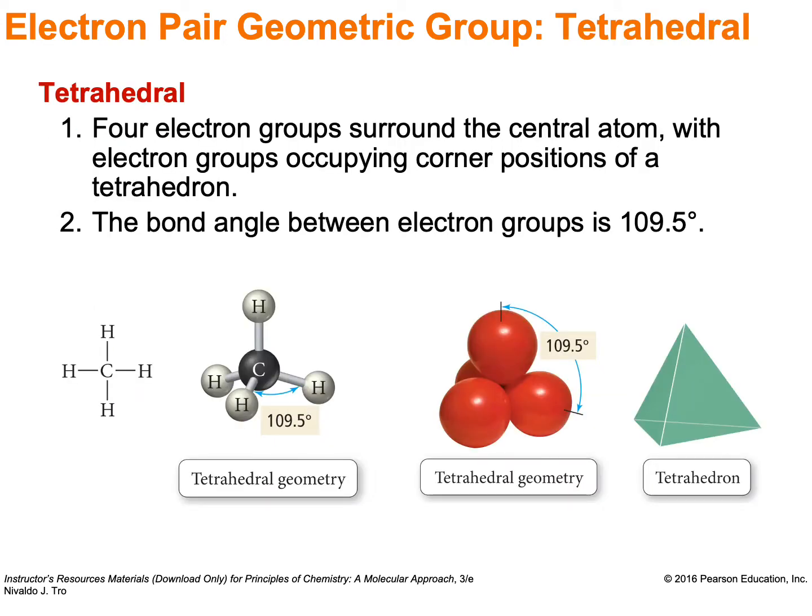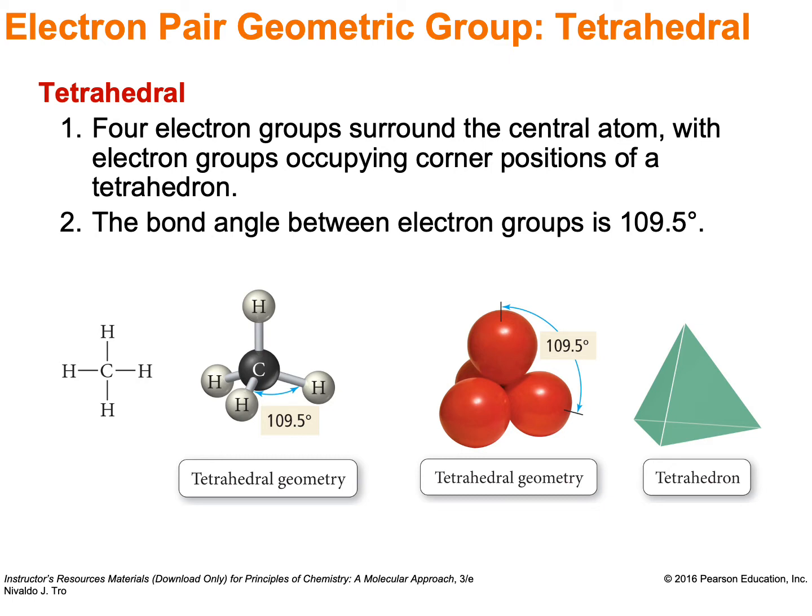The tetrahedral geometry is the one that's based on 4 areas of electron density around the central atom. You may recall that first slide that we talked about, there was a structure of caffeine. There are a number of parts of that molecule that had tetrahedral geometries. They're all due to the fact that there were 4 areas of electron density around the central atom.